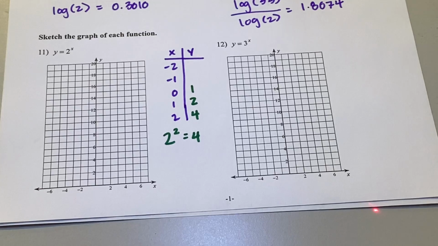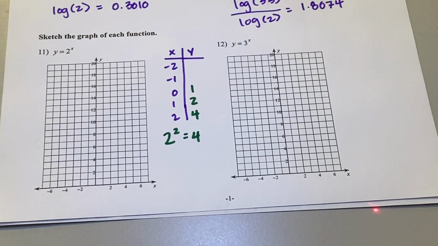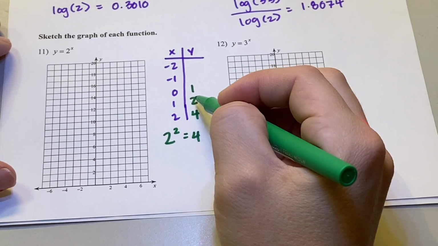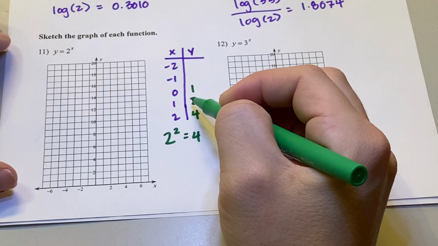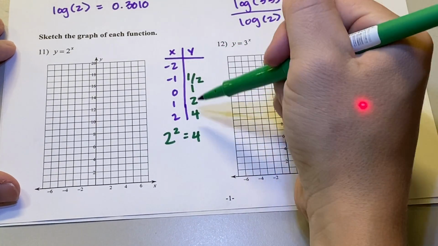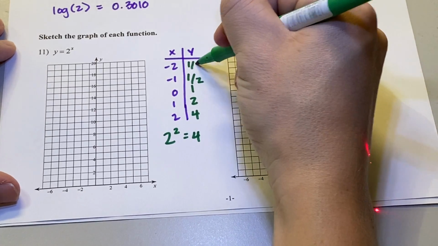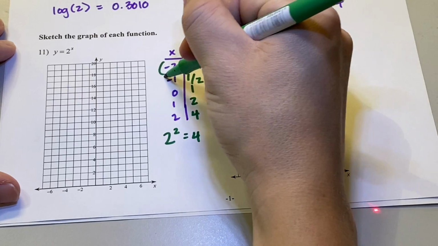And what happens when I have negative exponents? It just flips over. Beautiful. So for my -1, instead of 2 over 1, it becomes 1 over 2. And instead of 4 over 1, it becomes 1 over 4. Oh, you guys are good.